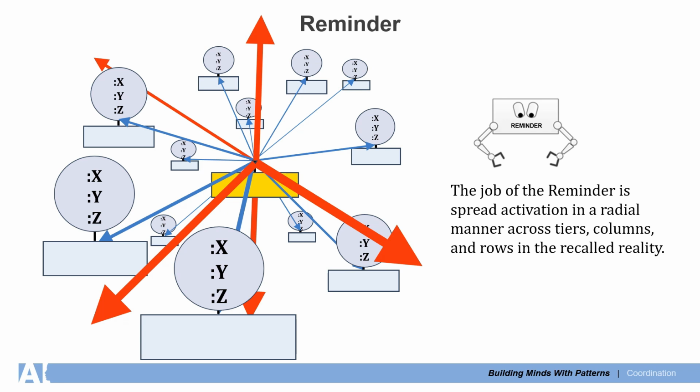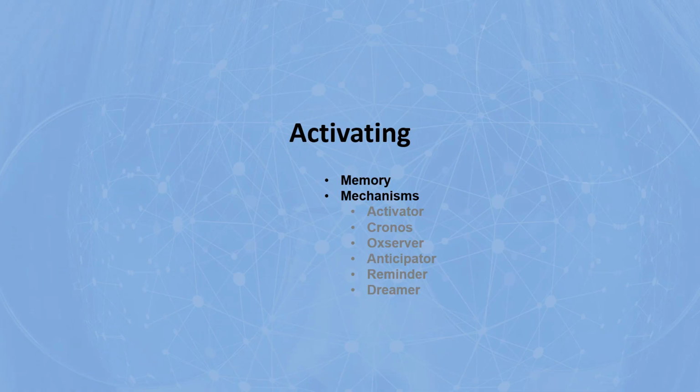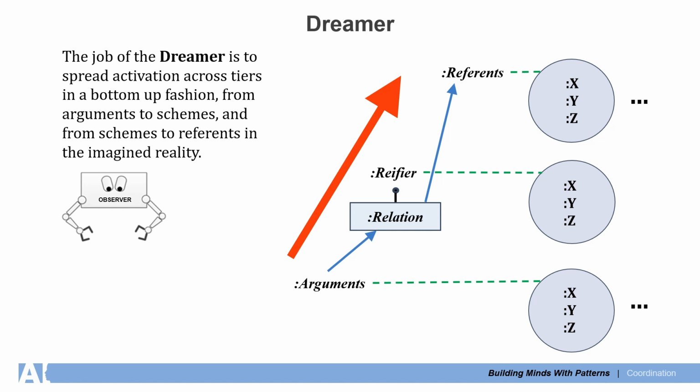The job of the reminder is to spread activation in a radial manner across tiers, columns, and rows in the recalled reality. The job of the dreamer is to spread activation across tiers in a bottom-up fashion, from arguments to schemes and schemes to reference in the imagined reality.